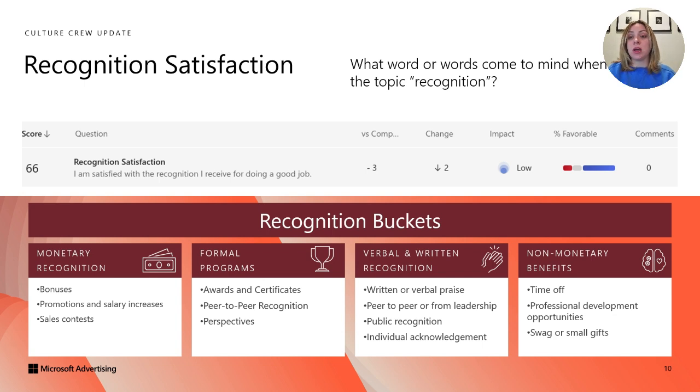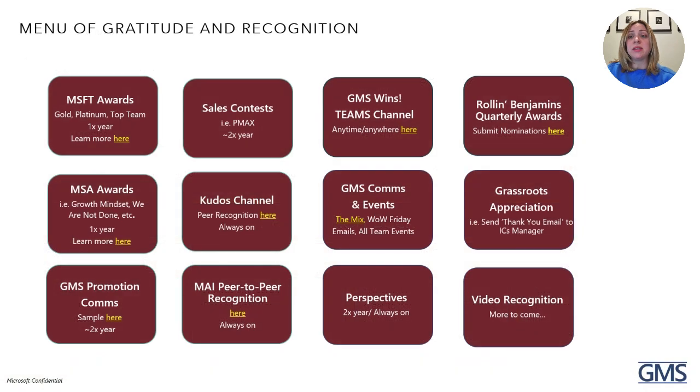Then there's verbal and written, which is a lot of using our company tools, so Microsoft products, Teams, Outlook, Stream, things like that, and whether that's written or verbal, whether that's private or public. And then there's those non-monetary benefits, of which there's really not a lot, we found, but earned time off. We have unlimited time off, so that one's not really a thing. Professional development opportunities, so things like this class that I'm taking, that could be considered one, or swag or small gifts.